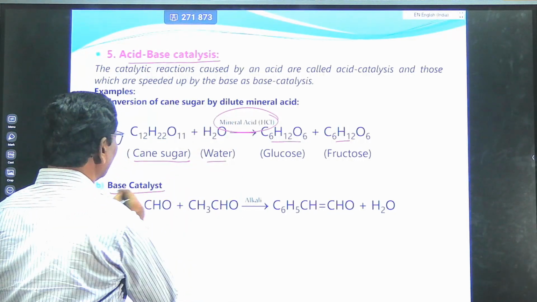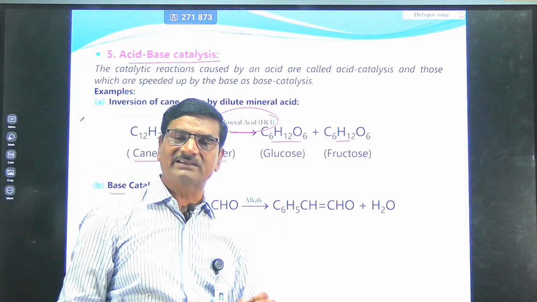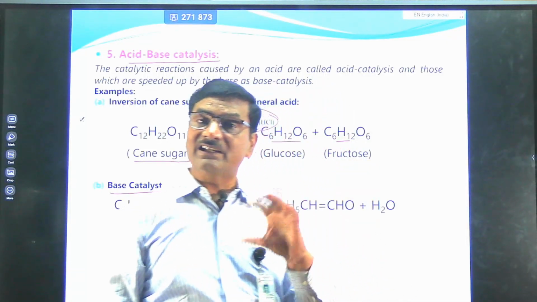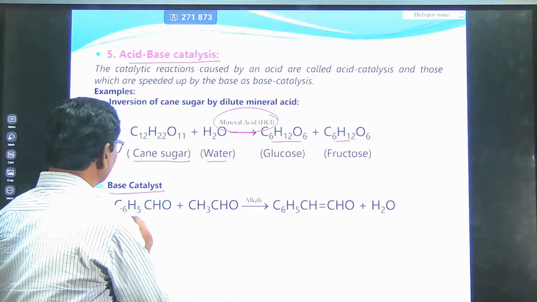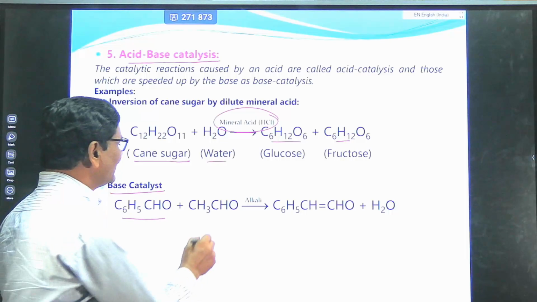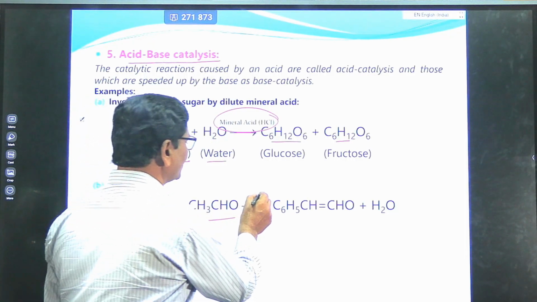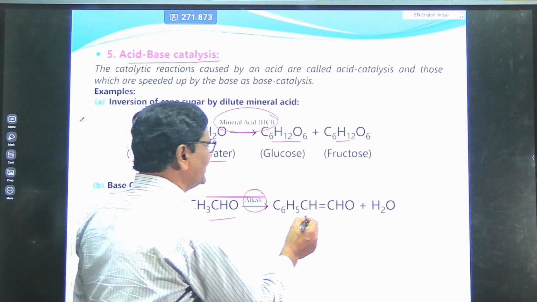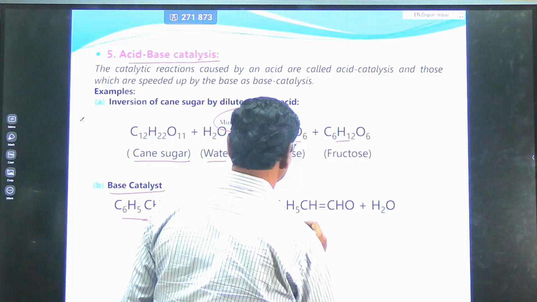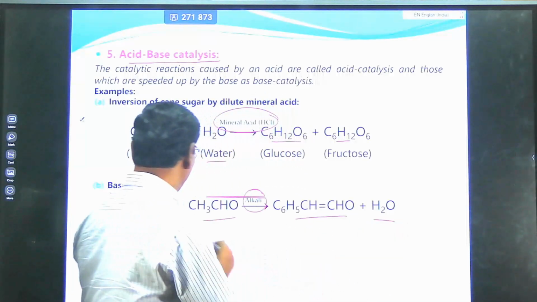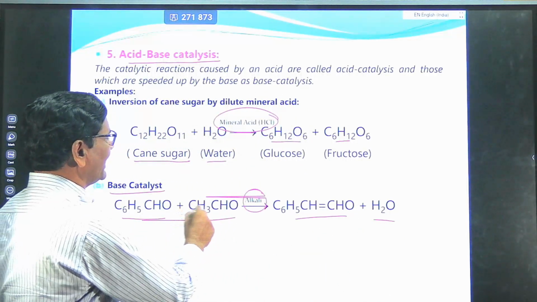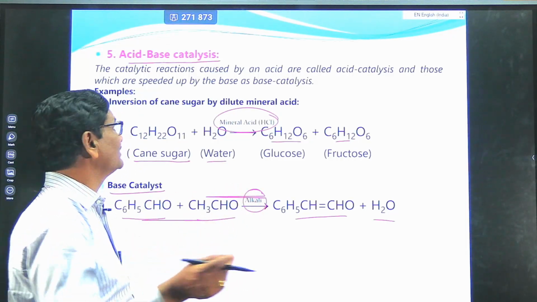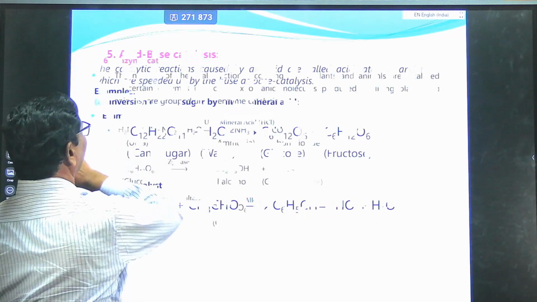Then base catalytic reaction is when any reaction is carried out in presence of a base, and that is called a base catalyst. For example, this is called benzaldehyde. Benzaldehyde combined with acetaldehyde in presence of alkali as a catalyst, which is also called a base, gives rise to cinnamaldehyde and water. In presence of alkali as a catalyst, it is called an alkali catalyst or base catalytic reaction.